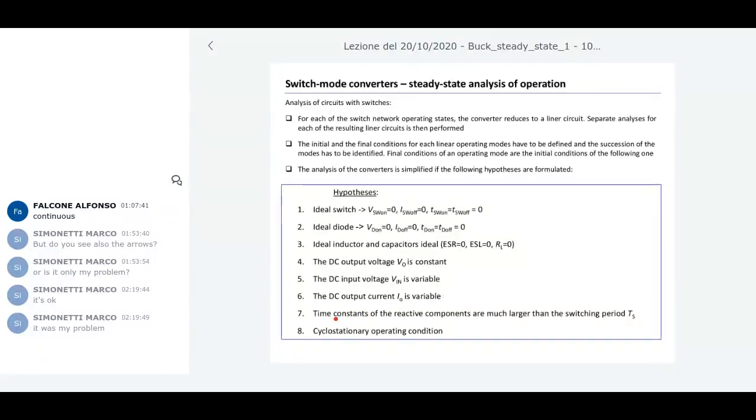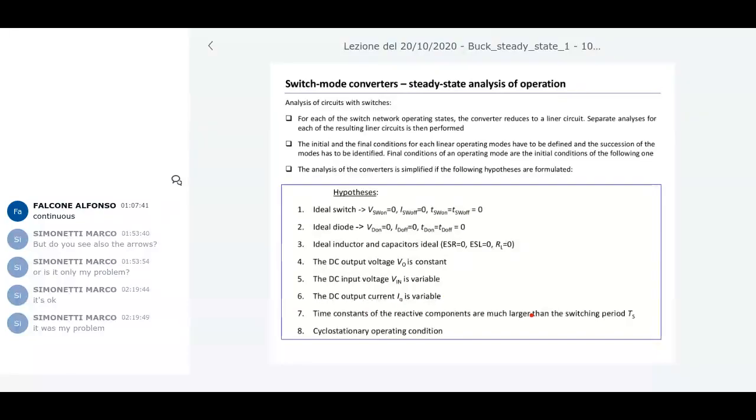Okay? The number 7 hypothesis is about the time constants of the reactive components. Of course, in these circuits, you have reactive components that are inductors and capacitors. And then you have time constants. For example, for the capacitors, you can have a time constant, which is the product of the capacitance and the total resistance that this capacitor can see from its terminals. So tau is the equivalent resistance seen from the terminals of the capacitor multiplied by the capacitance, for example.